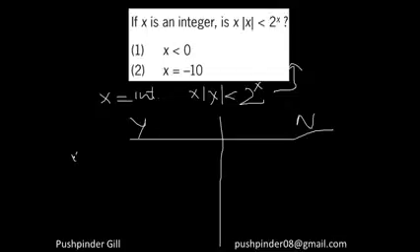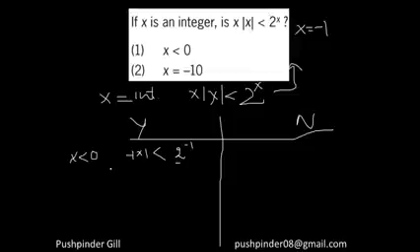So first statement says x is less than 0. Pick up any negative number. Let's say x is minus 1. So if x is equal to minus 1, if I put it here, it is going to give me minus 1 into modulus of 1, that is 1, and 2 to the power minus 1. So which one is greater? Definitely this value is greater. So I'm getting a yes.